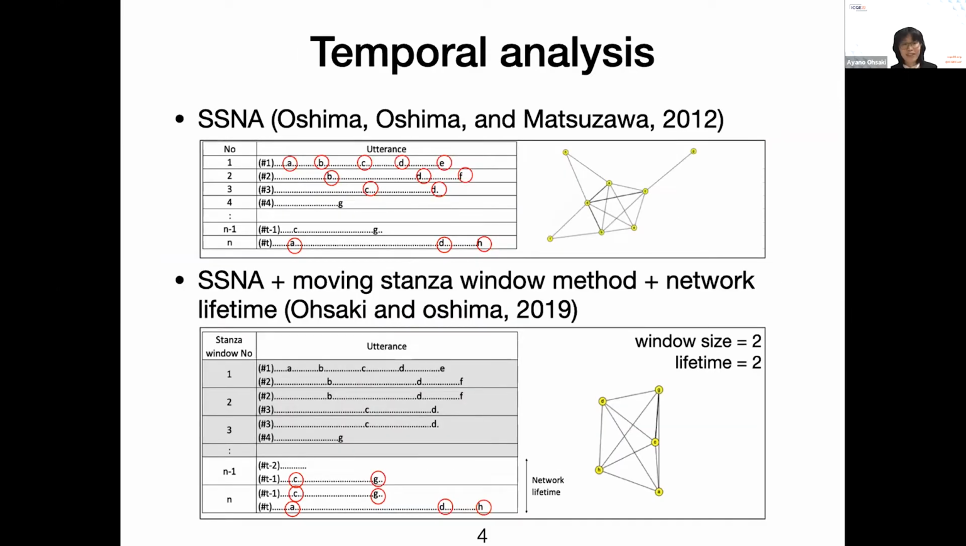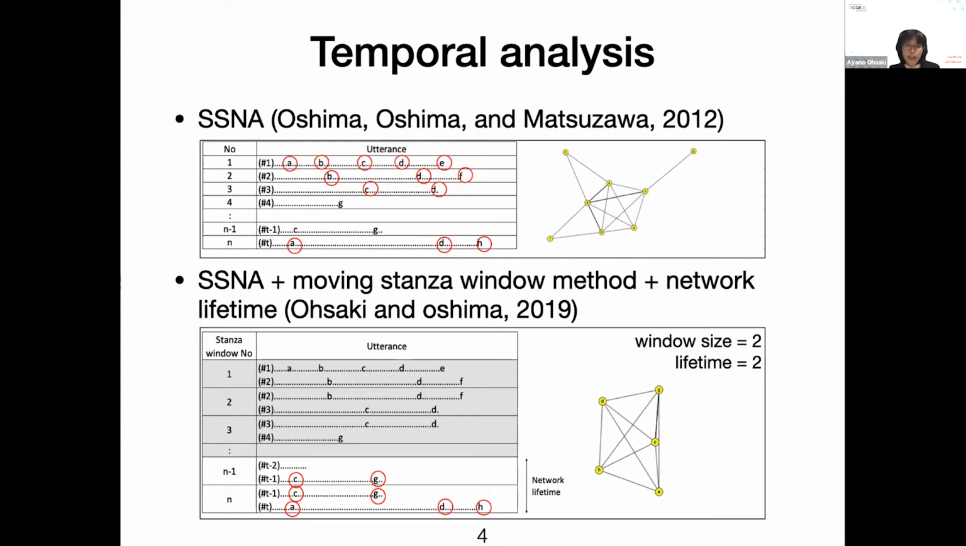This slide shows a technique for our temporal analysis in this study. In these two figures, we can see keywords in red circles, utterances, and the network of keywords. An analysis point is at the end of the tables. In the upper figure, the general SSNA shows only how the network structure develops from the first line to an analysis point at the end of the table, but not how the structure is restructured.